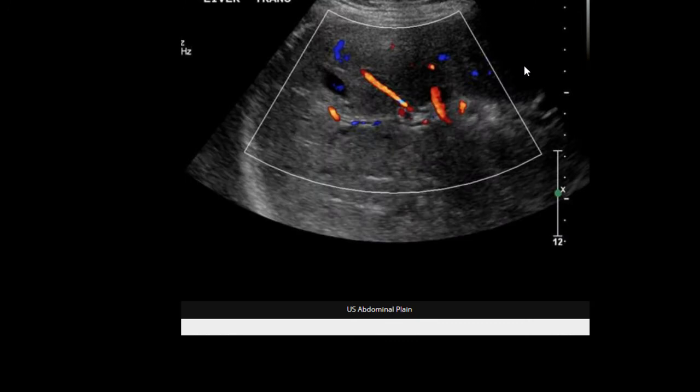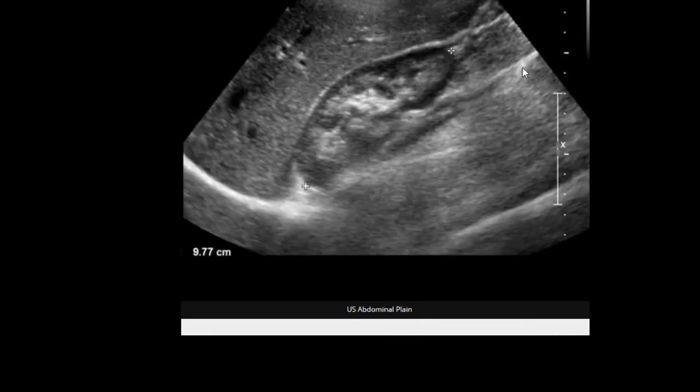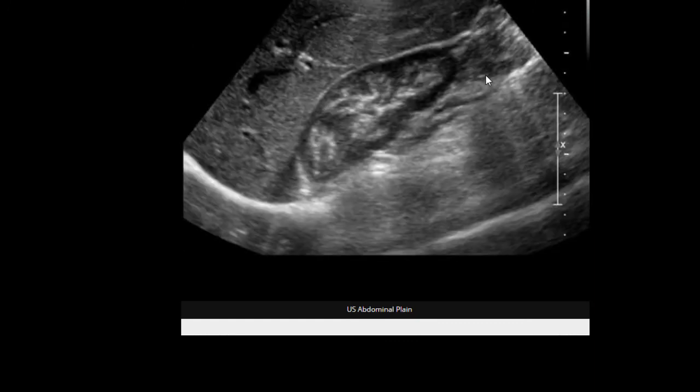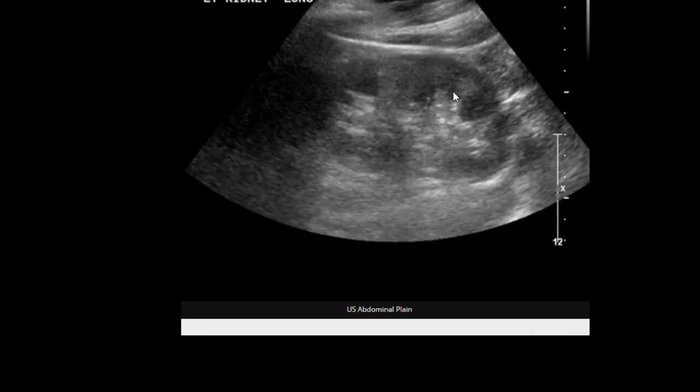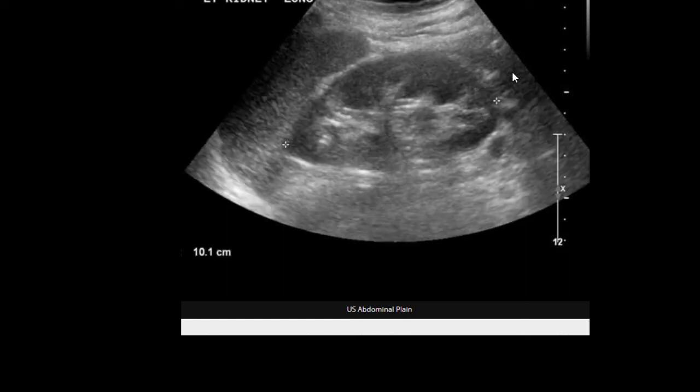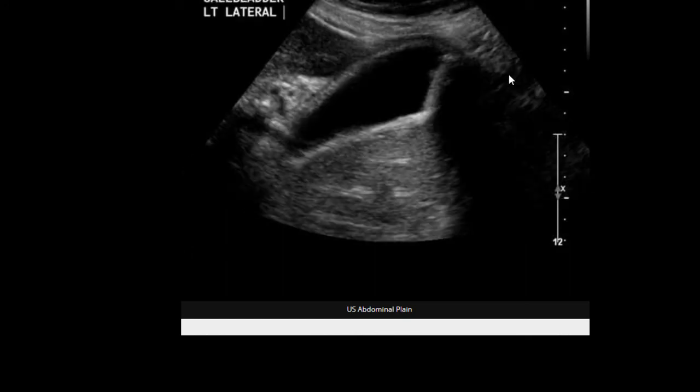So here we're just looking through the liver with some Doppler signal and no abnormality. Again, looking at the kidney, and pretty normal in appearance. Looking at the spleen now, and it is homogeneous, no focal abnormality. Looking at the left kidney, also pretty unremarkable.